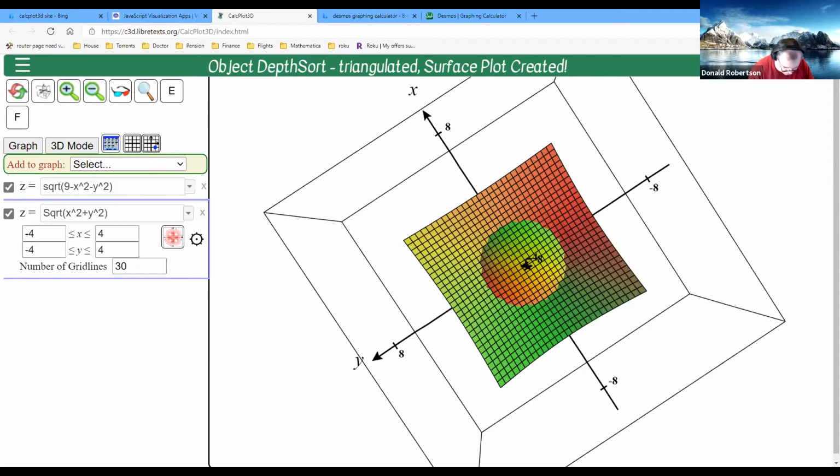Essentially, let me write these two down before they disappear. So one of them is the square root of 9 minus x squared minus y squared, and the other is x squared plus y squared. Okay.